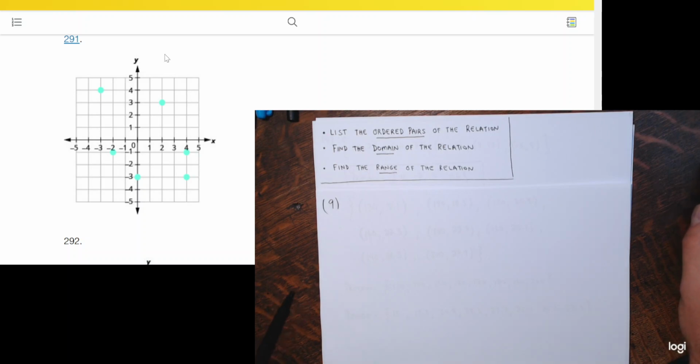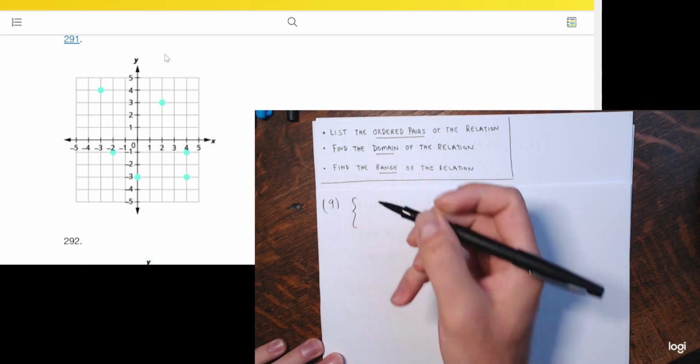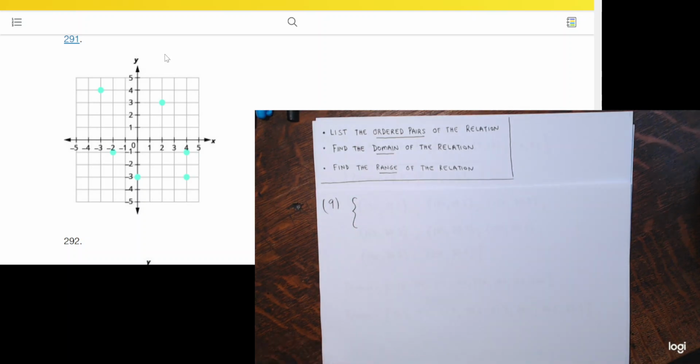All right, so again, I'll write curly braces here, and then first I'm going to write this relation. This set of, it looks like there are 6 ordered pairs here. There are 6 points being highlighted on the graph. I'm going to write this as a set of 6 ordered pairs with the curly braces.